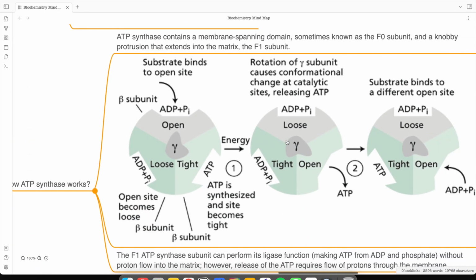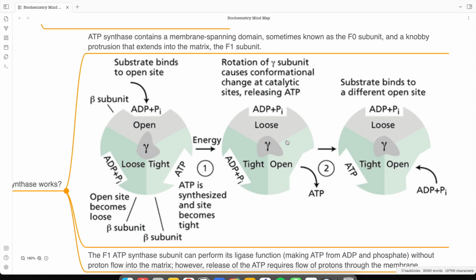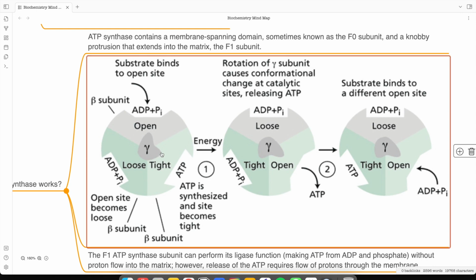Yes, this is the nice picture. So what happens in this case is, we have these beta subunits here. There are 1, 2, and 3 beta subunits, and each has its own configuration: an open configuration, a tight configuration, and a loose configuration. Why are these configurations different? Because they have different binding affinities for their substrates.